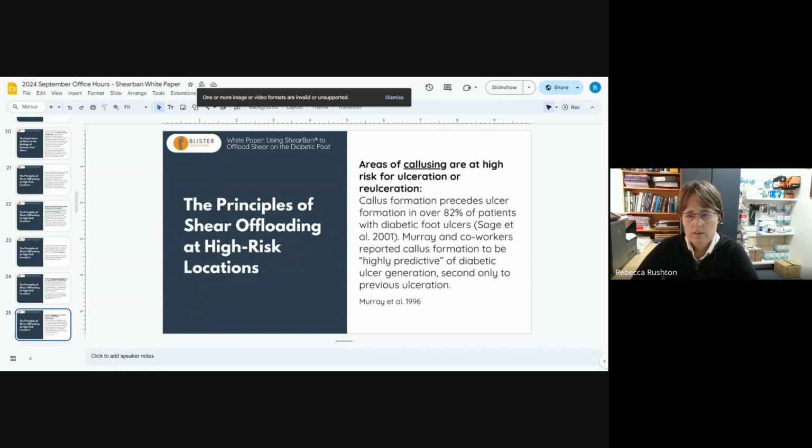Secondly, areas of callousing are at high risk for ulceration or re-ulceration. Callus formation precedes ulcer formation in over 82% of patients with diabetic foot ulcers. Murray and co-workers reported callus formation to be highly predictive of diabetic ulcer generation, second only to previous ulceration.